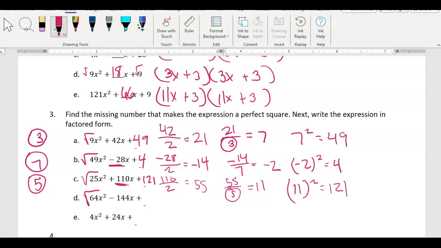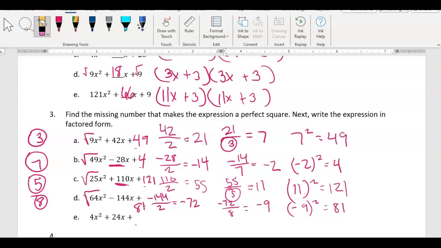Take the square root of 64. It's 8. I'm reserving that for later. Negative 144 divided by 2 gives me negative 72. Negative 72 divided by 8 gives me negative 9. Negative 9 squared is 81. I'm going to add 81 to my equation to make it a perfect square. Oh, I am very sorry.